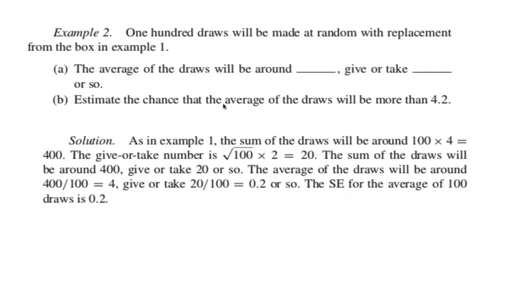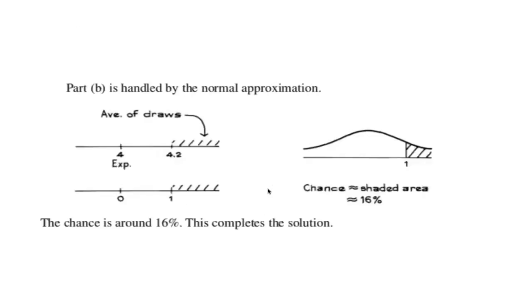To do part B, if the average is 4 and the error is about 0.2, then what's the chance that the average of the draws is at least 4.2? This is where we convert into a Z table problem, a normal distribution problem: convert everything to standard units and use the Z table. So again, the expected value for the average is 4, and the standard error is 0.2.